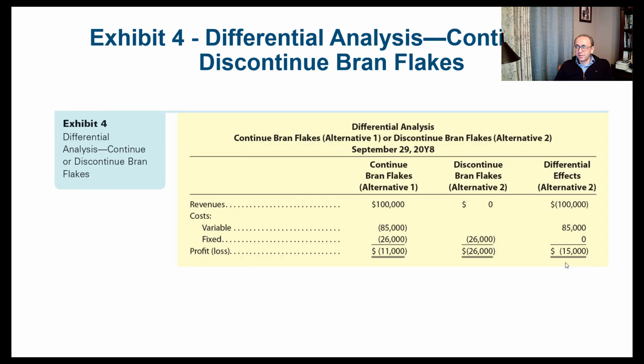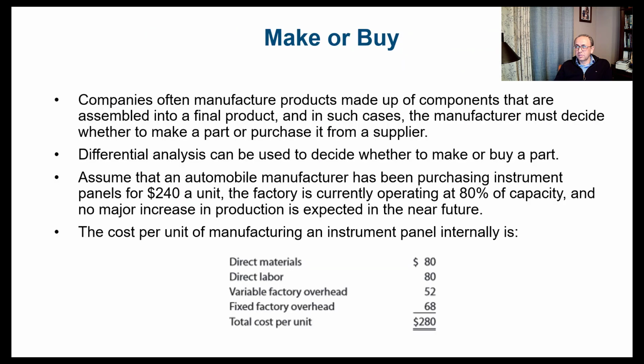Another differential analysis is the decision to make or buy a product. Companies often manufacture products made up of components that are assembled into a final product. In such cases, the manufacturer must decide whether to make a product or purchase it from a supplier. So many businesses have this option. Should we manufacture a product that we actually sell, or should we just get it from a supplier? Differential analysis can be very helpful in this kind of decision.